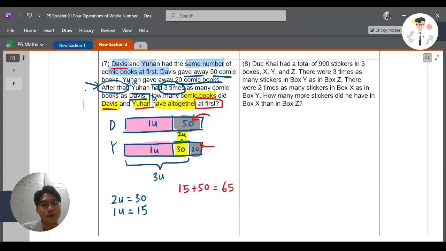But again, they're asking for Davis and Yuhan all together. And I know Davis is 65, right? So Yuhan must also be 65. Why? Because they had the same number at first. So for 65, I will either plus 65 or just times 2. And that gives me 130. And that is the final answer.